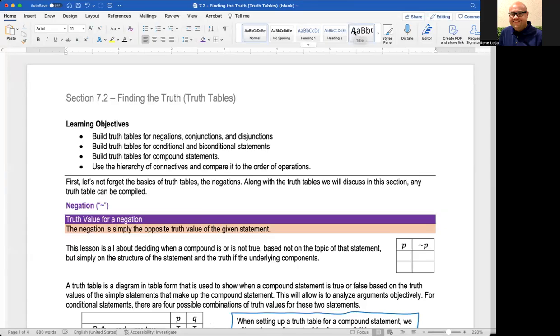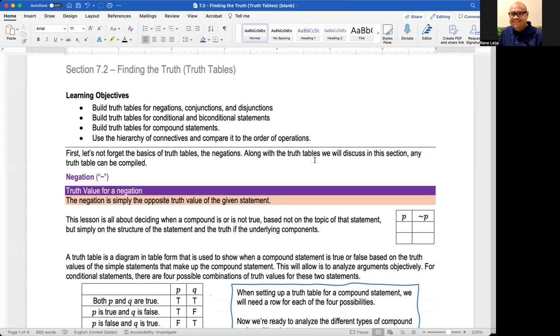Okay, this is your section 7.2 material, finding the truth. So we're going to be talking about truth tables. In 7.1, I told you that we weren't worried about identifying the truth value of any of the statements, that we would do that later. And now it's when we get to do all that.